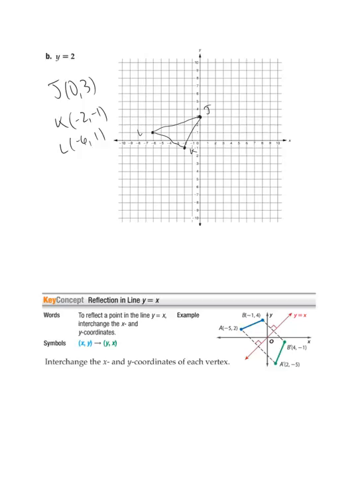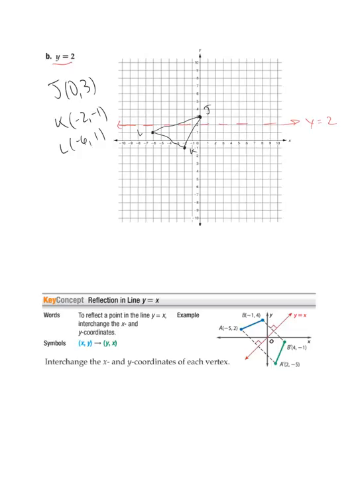Struggling drawing straight lines. Apologize there, guys. So we're reflecting across y equals 2. So we have that line y equals 2. That is the horizontal line here that goes right through our triangle.